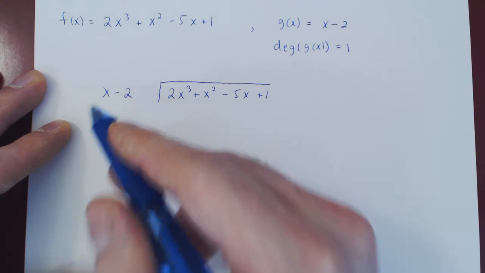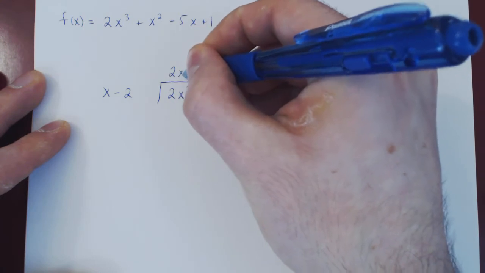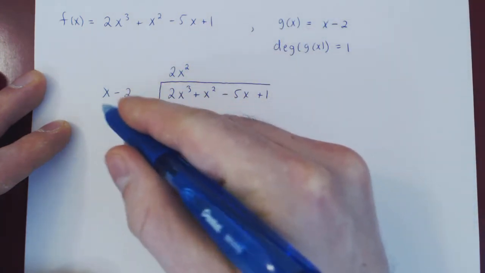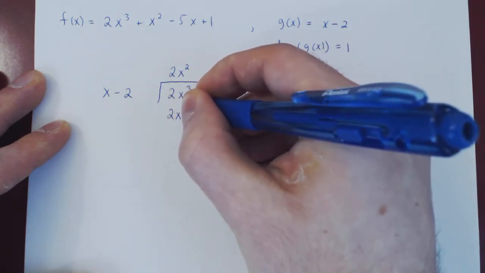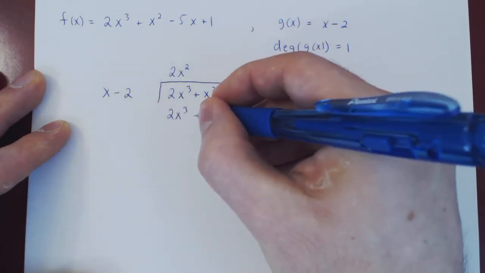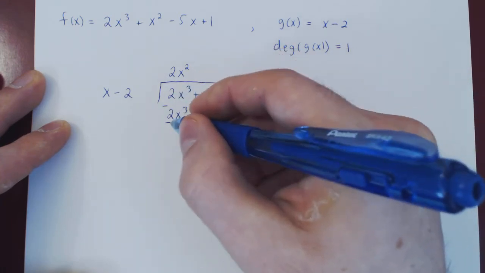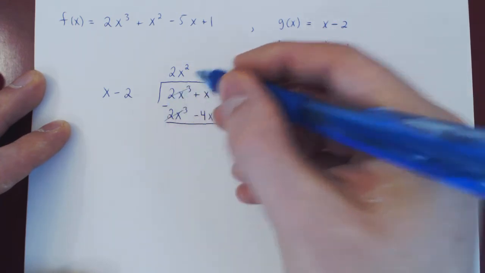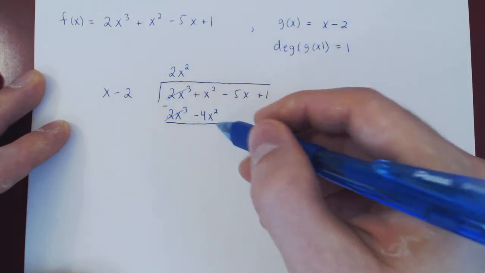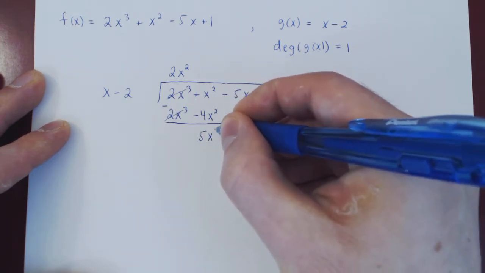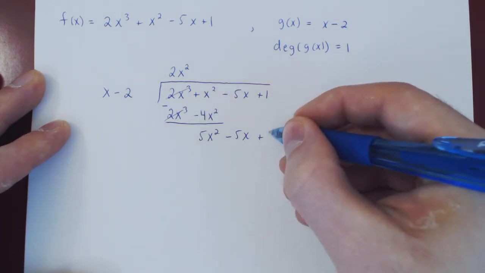So what times x is 2x cubed? Well, 2x squared. Multiply by 2x squared. And we get 2x cubed minus 4x squared. We subtract. 2x cubed minus itself, this cancels. x squared minus negative 4x squared is plus 4x squared, so 5x squared. Negative 5x minus 0, negative 5x. 1 minus 0, plus 1.